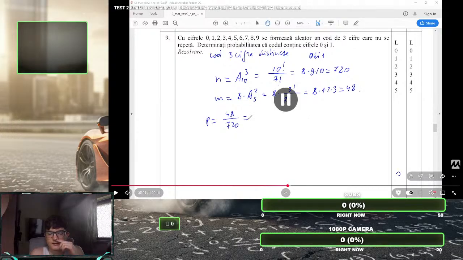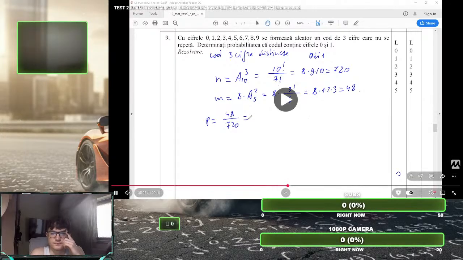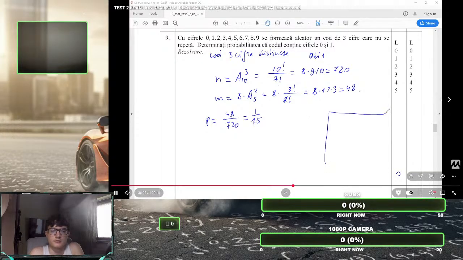It's 48. Why 48? What is wrong with this? It's not 48. On top you have 2 times 3 and on the bottom you have 2. So it should be just 24. Anyway, they're probably gonna correct themselves.